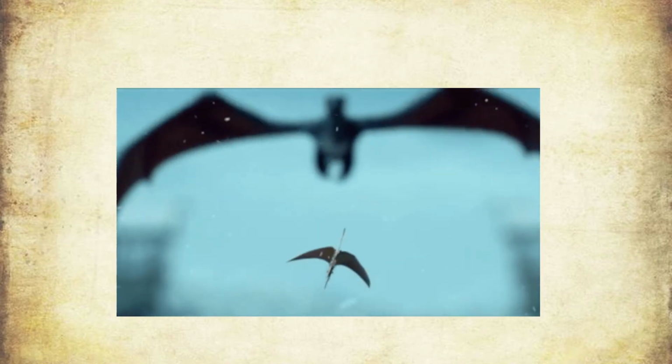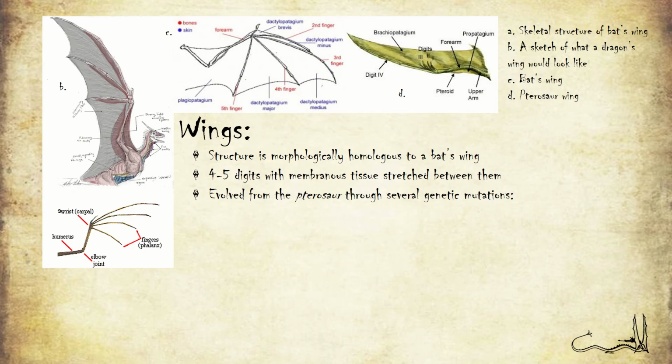Now we'll be moving on to flight. So a dragon's wing, as you can see here, is morphologically homologous to a bat's wing, pictured right here, with 4 to 5 digits with membranous tissue stretched in between. And so how could this type of wing evolve from a pterosaur wing right here? Well, that would be possible with the mutation of several different genes.